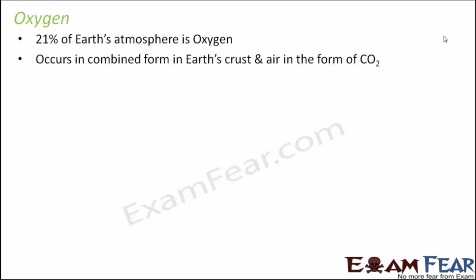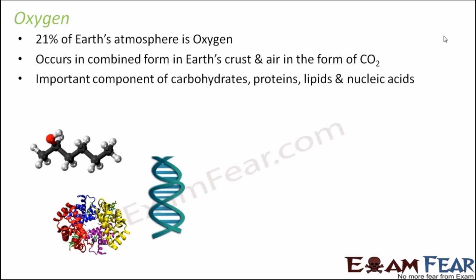Now, as far as existence is concerned, oxygen occurs in combined form in Earth's crust as well as in air in the form of carbon dioxide. So, oxygen has the ability to make oxides. That is, it can combine with other elements to form their oxides. For example, it combines with carbon to form carbon dioxide. It combines with hydrogen to form water. It combines with nitrogen to form nitrogen oxides, and so on. So, in the combined form, it exists as oxides. It is an important component of carbohydrates, proteins, lipids and nucleic acids, which are the basic building blocks of all life forms.